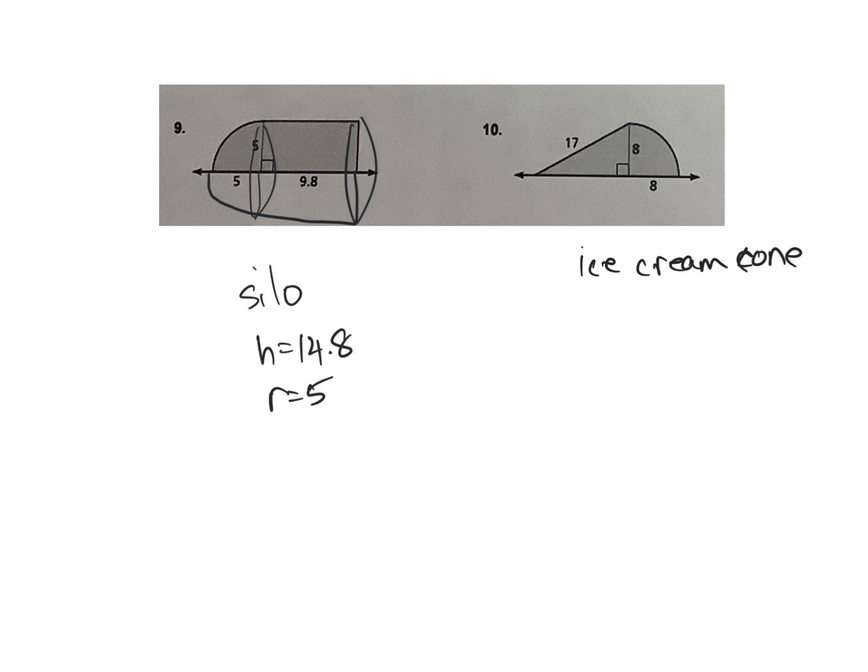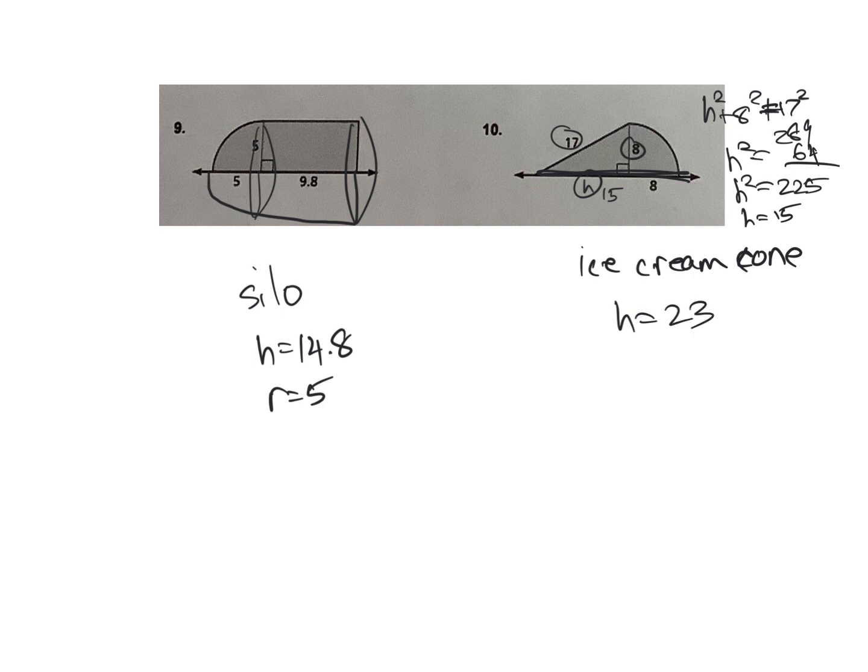So what we have here is we've got to figure out this piece. So you'd have to use the Pythagorean theorem to get the total height here. Okay, so 8 squared plus h squared equals 17 squared. So A, B, and C. So you take 289 minus 64, and that's 225. So h is 15. So 15 and 8 is 23. So the height of the whole thing is 23. The radius is 8.